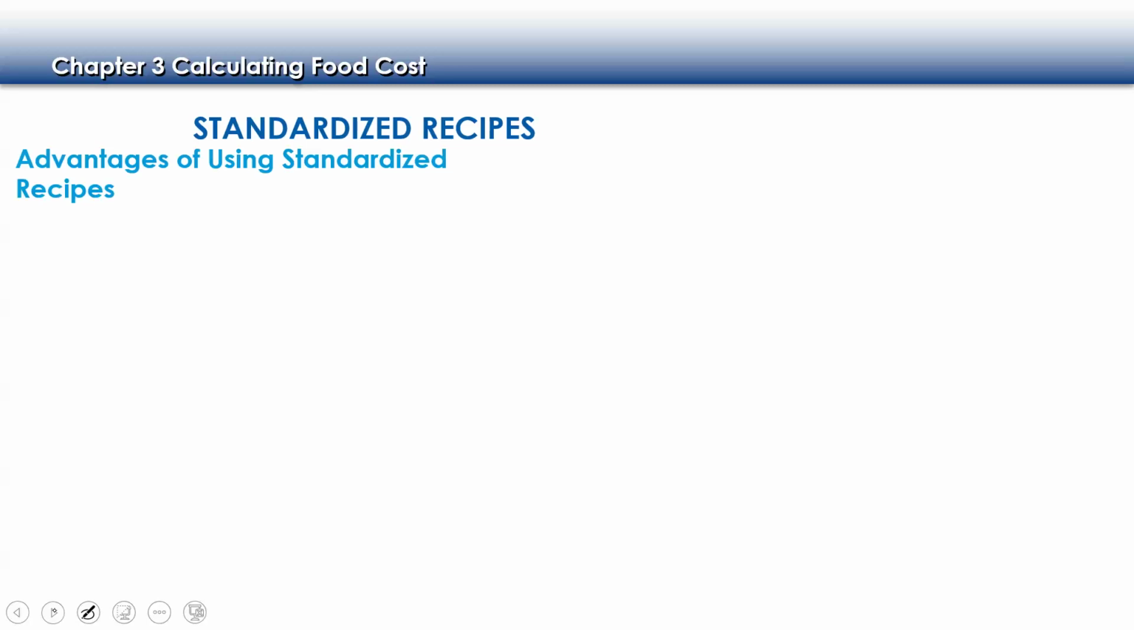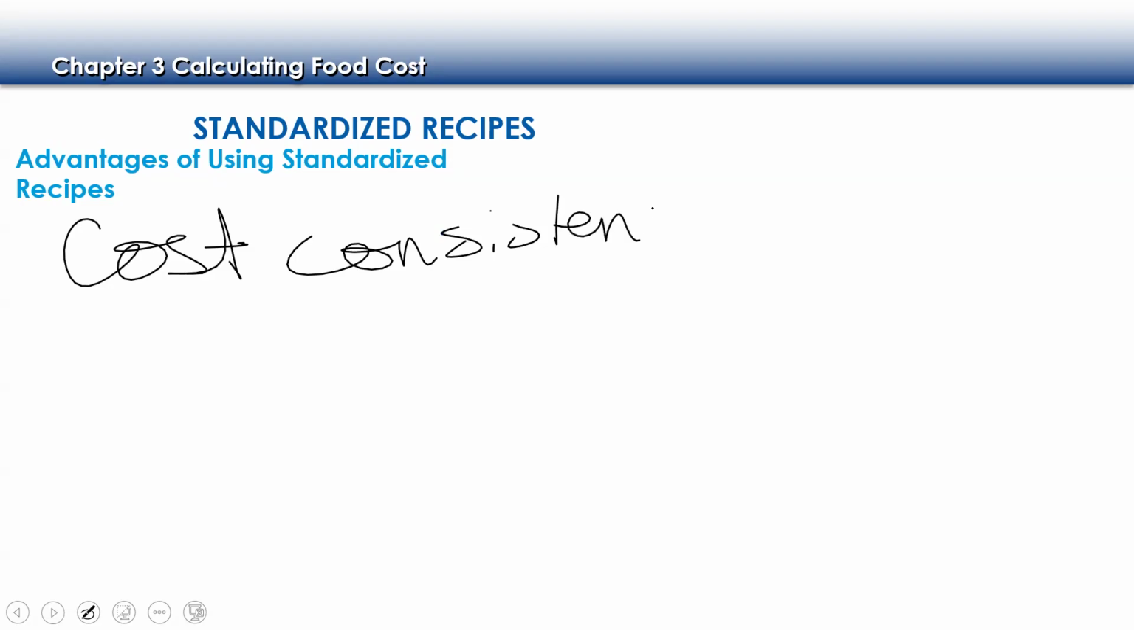All right. So what are some advantages of using a standardized recipe? Okay, so we keep a consistent cost. Keeps our costs consistent. We know how much that portion's going to cost because we standardized that recipe.